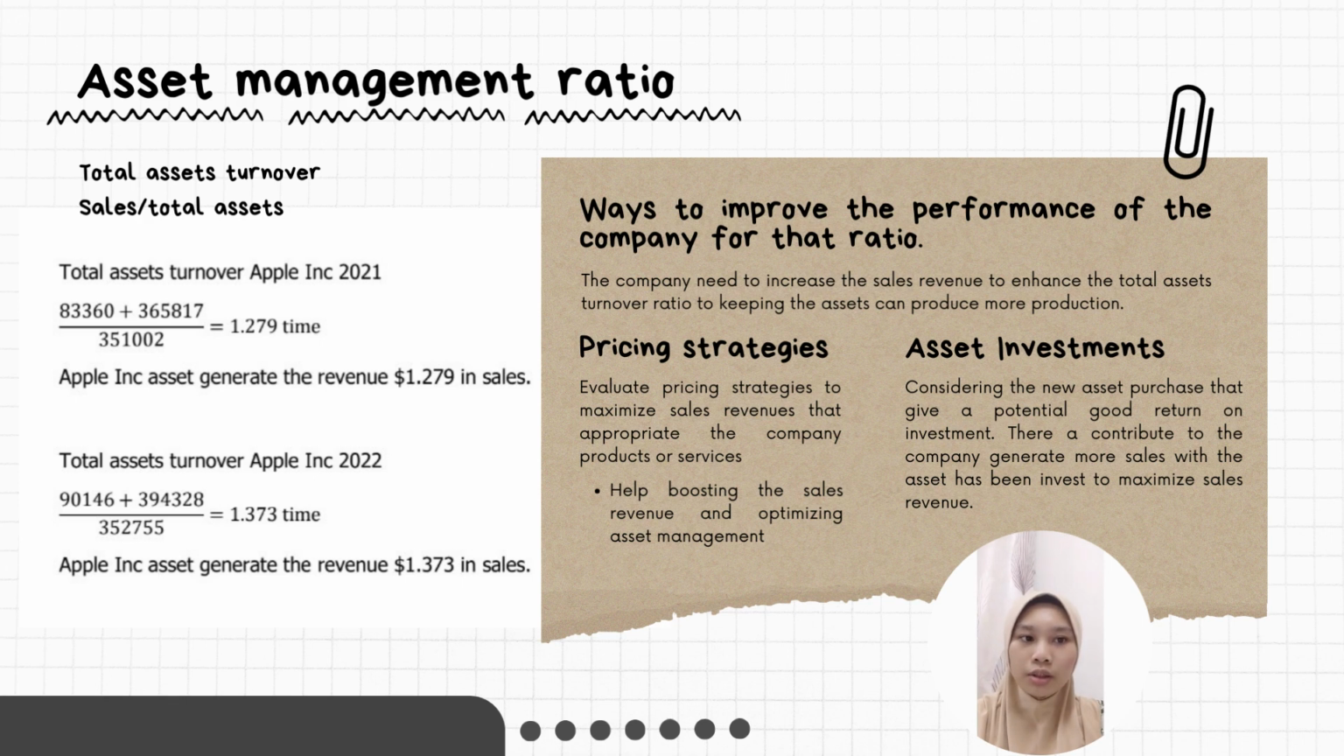Ways to improve the performance of the company for that ratio. The company needs to increase the sales revenue to enhance the total asset turnover ratio by keeping the assets so they can produce more production. First one will be pricing strategies. Evaluating pricing strategies to maximize sales revenues appropriate to the company's products or service helps boost the sales revenue and optimize asset management. The second is asset investment. Considering new asset purchases that give a potentially good return on investment contributes to the company generating more sales with the assets that have been invested, to maximize sales revenues.